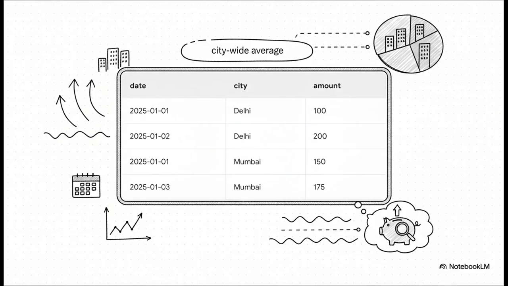That's it. To make this super clear, let's use a simple sales table. We've got dates, cities, and sales amounts. I mean, this is a classic scenario, right? You're probably going to want to see how Delhi's sales are doing over time, or how Mumbai's sales on a certain day stack up against other days in Mumbai.